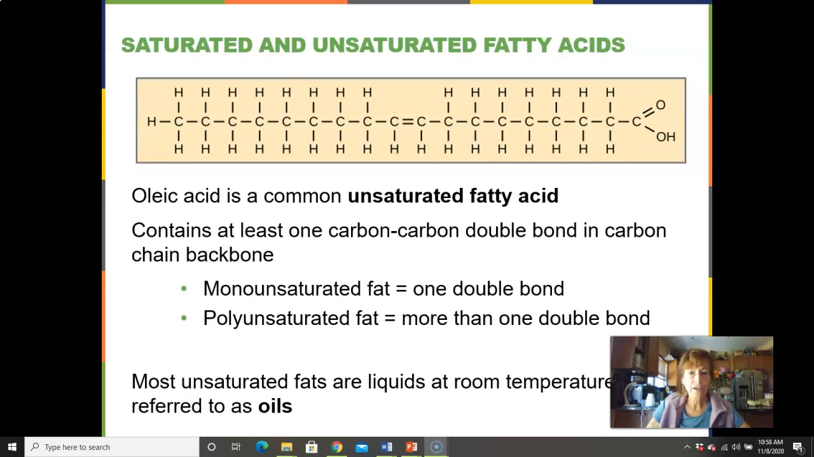Here's a common unsaturated fatty acid, which is oleic acid, this one right here. Notice the double bond right here smack in the middle, and that means that we have fewer hydrogens, making this unsaturated, and also making this much more of a fluid fat, so more like an oil. That's because the double bond creates a kind of kink in this molecule, which doesn't allow it to pack tightly together. So most unsaturated fats are liquids at room temperature.